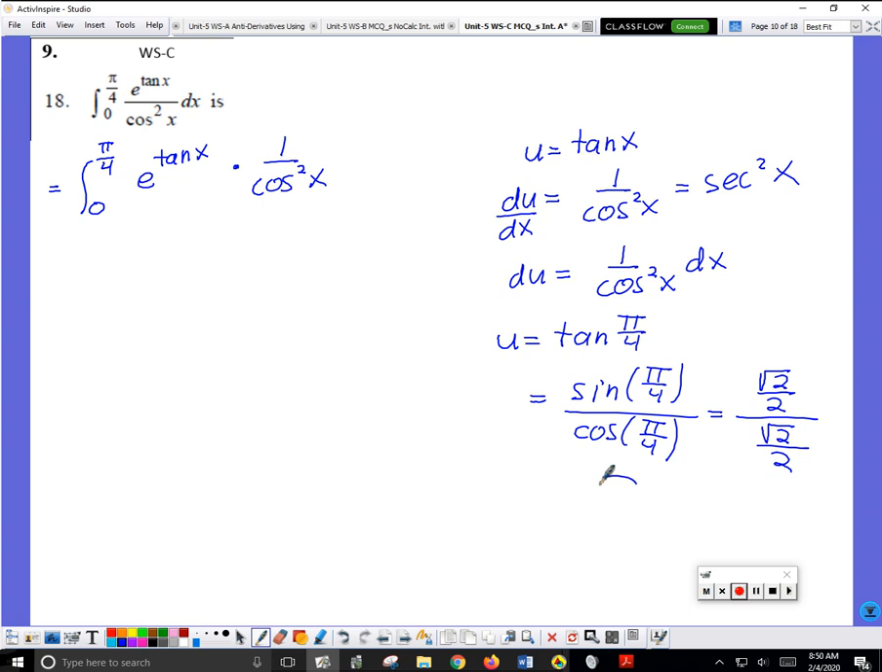I think of the circle. Pi over 4 is here. Sine is up, so this is positive. Cosine is to the right, that's also positive. So this tangent value is 1.